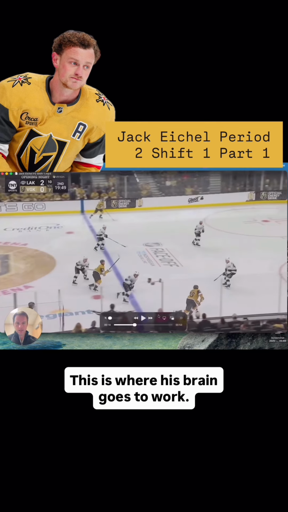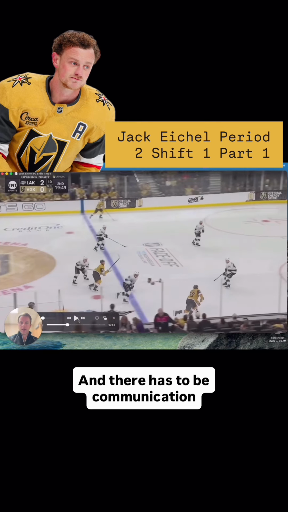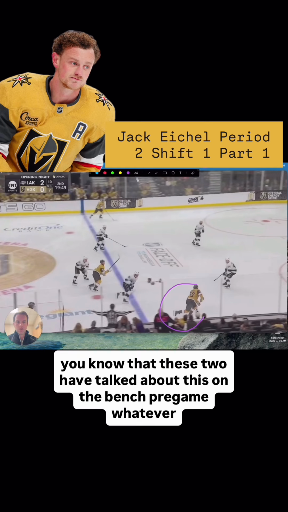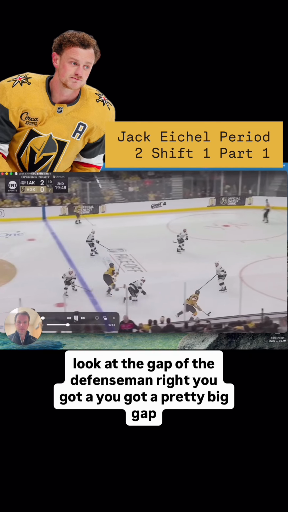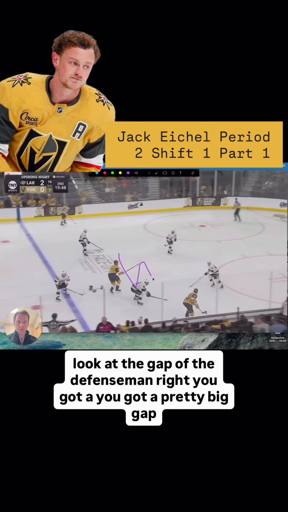Now watch this. This is where his brain goes to work. And there has to be communication, and you know that these two have talked about this on the bench, pre-game, whatever. Look at the gap of the defenseman, right? You've got a pretty big gap here, and rightfully so.